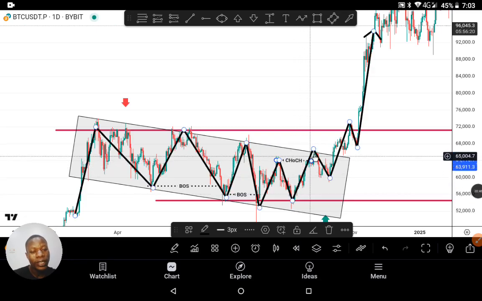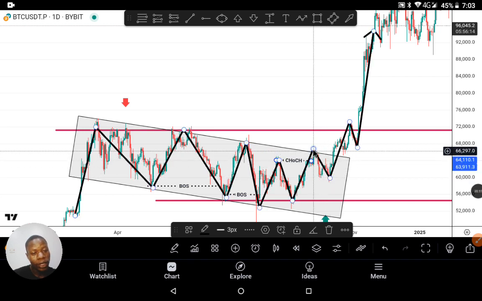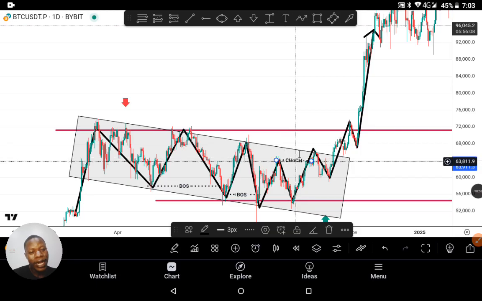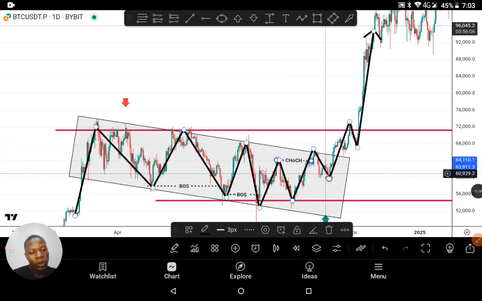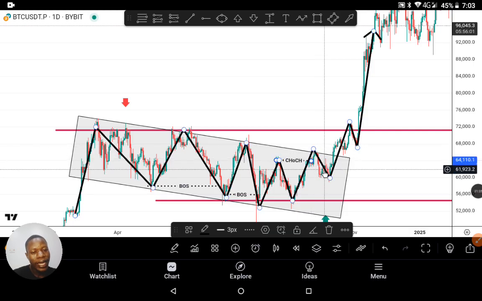So at this point, even though the market is making a corrective move, or you call it a pullback, I won't assume that the market is going downward because of this change of character. I will wait for the market to complete this corrective pattern. And at this end, what do we have here? We have a support.